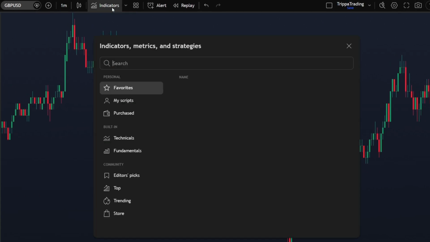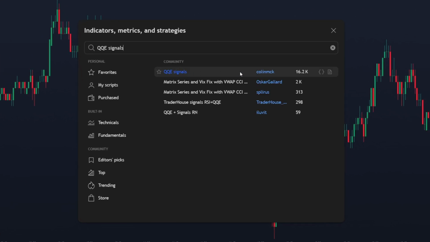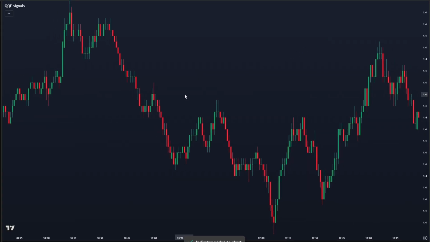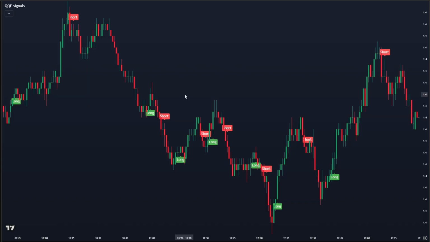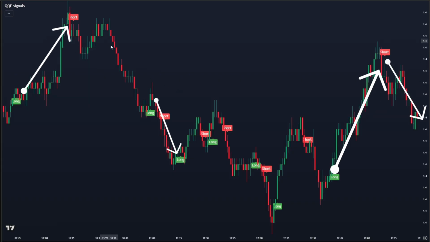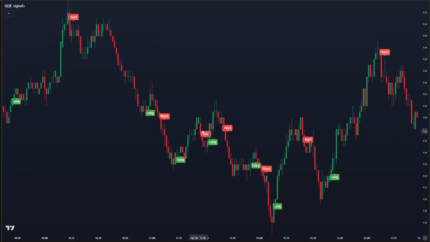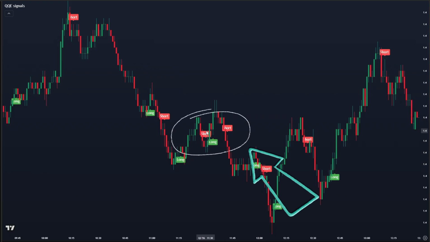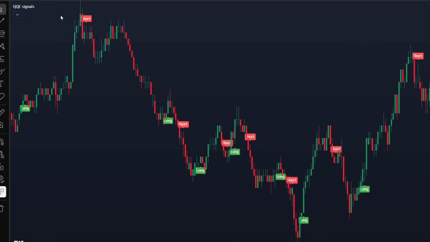Second one, search QQE signals, the one by Colin Mack. This one runs on RSI combined with QQE, which is one of the more reliable trend tools on TradingView, and the idea is the same as the first. It's flagging momentum shifts, and it has the same problem out of the box. Look at this stretch right here. Signal, opposite signal, signal again, and price moved 8 ticks total. Those aren't trades, that's the indicator reacting to nothing.